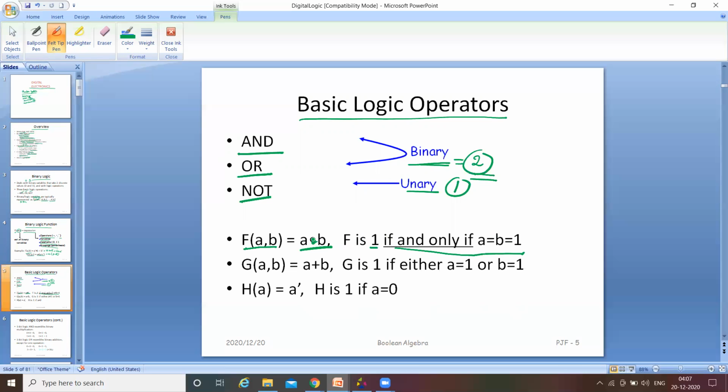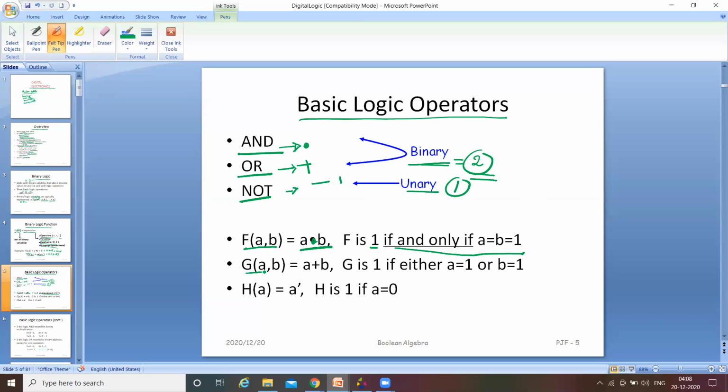So this can be a and b. The AND operator is represented by a dot, the OR operator is represented by a plus, and the NOT operator is represented by a bar or prime, like this.